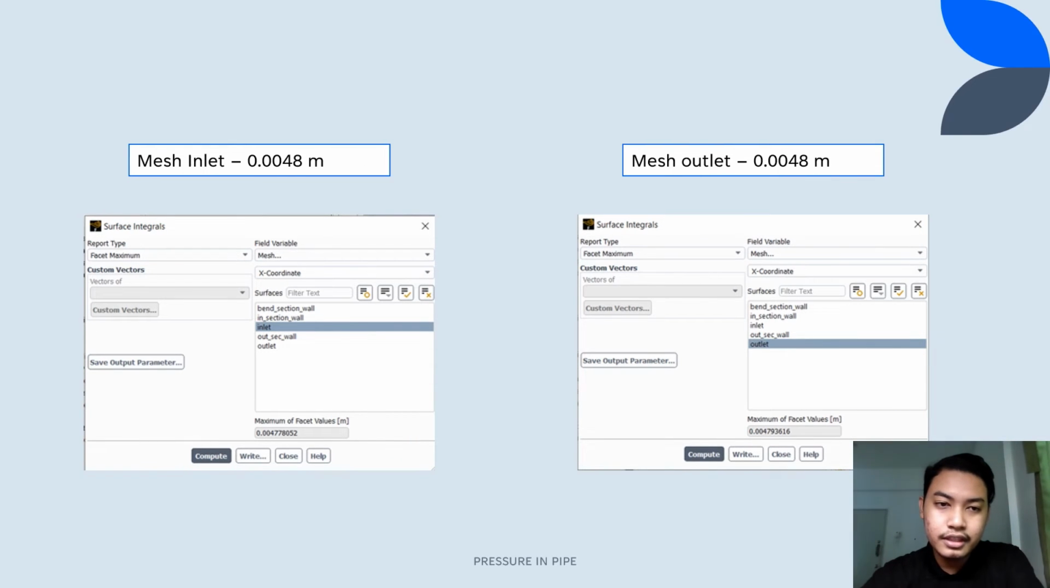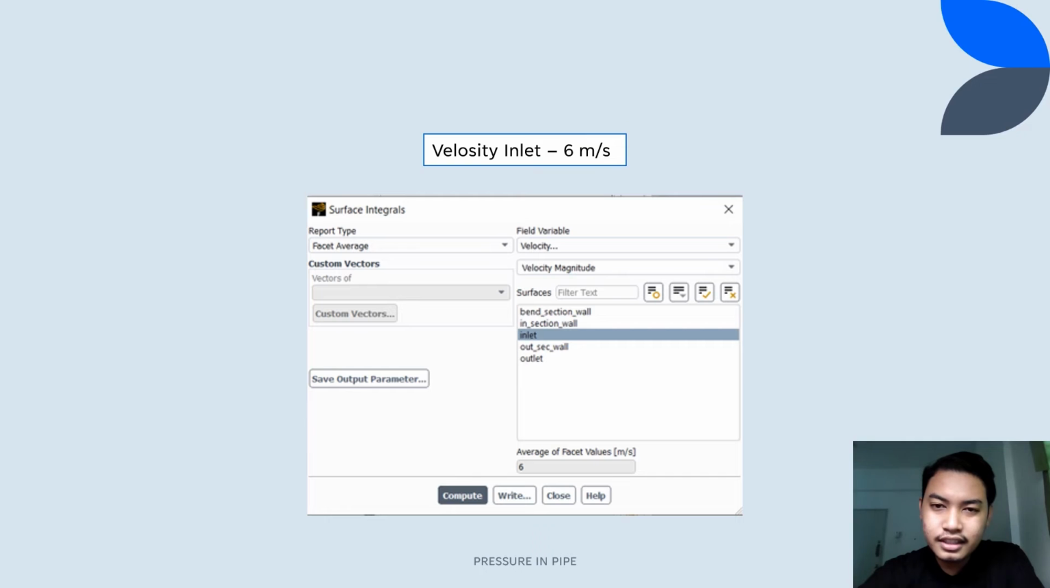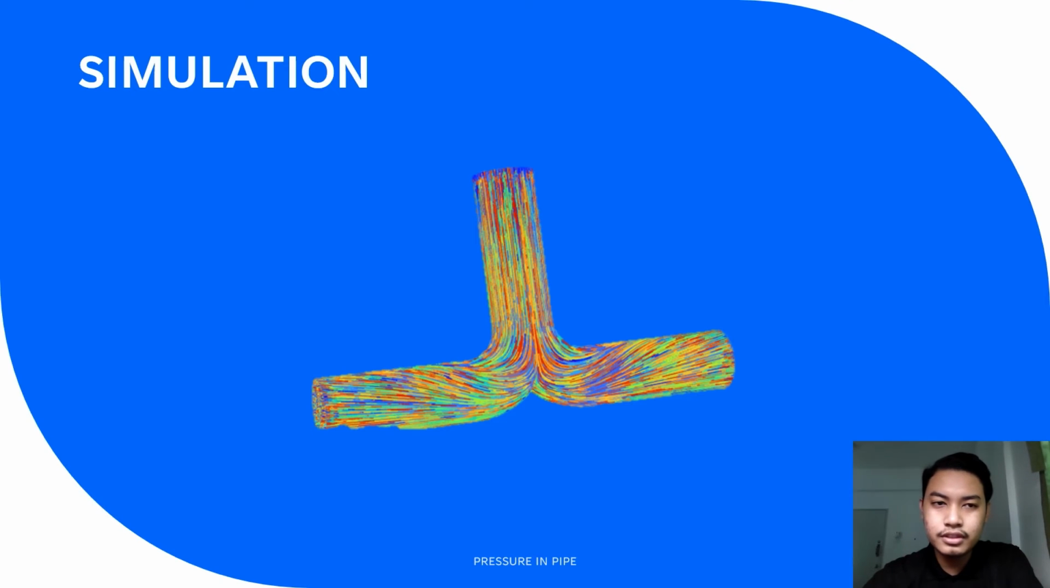Mesh, we get the mesh inlet is 0.0048 meter, and the outlet we get 0.0048 meter, same as the inlet. After that, the viscosity inlet we get 0.001003 kilogram per meter per second. Outlet we get the same as the inlet viscosity. Velocity inlet we get 6 meter per second. That's all for the simulation for the L tube.